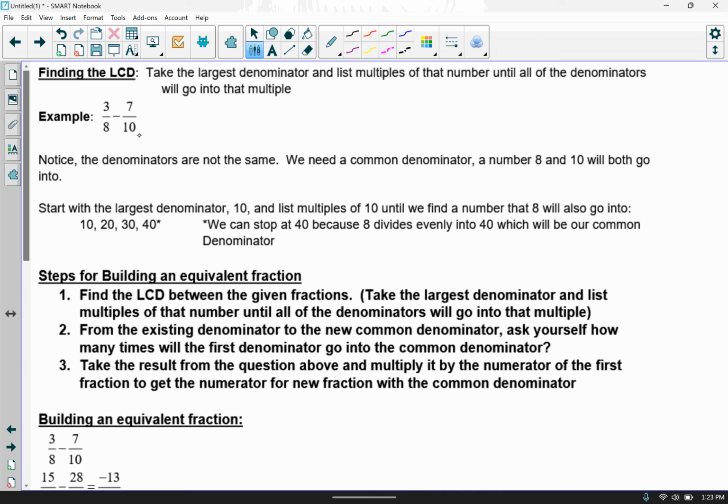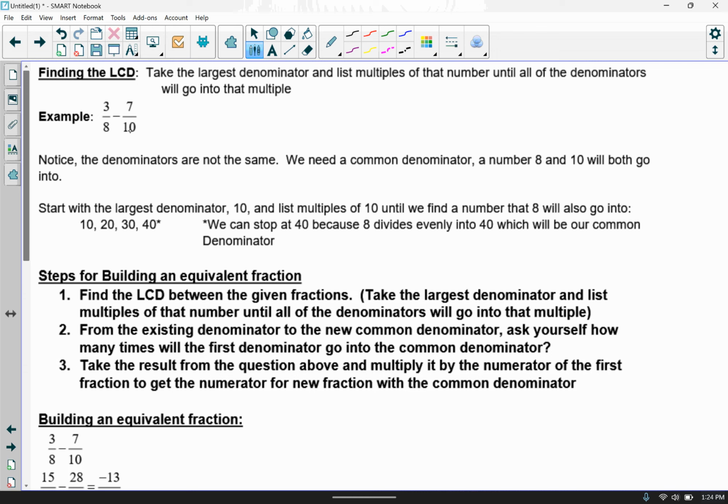For some folks, this is very obvious, and you can just go straight to knowing what your common denominator is. For others, here's a method, okay? Always start with your biggest denominator and start listing multiples of that denominator until the other denominator or denominators will go into it. So here, between 8 and 10, 10's the biggest. So I'm going to start listing multiples of 10 until I find a number that 8 will also divide evenly into.